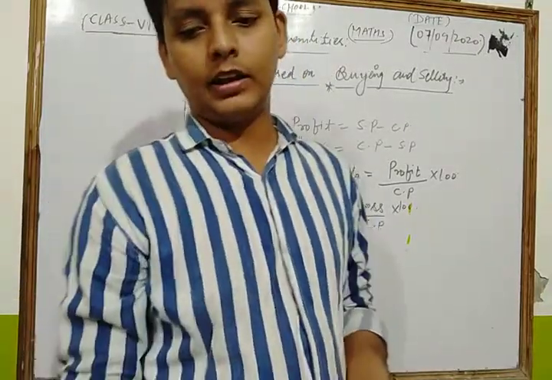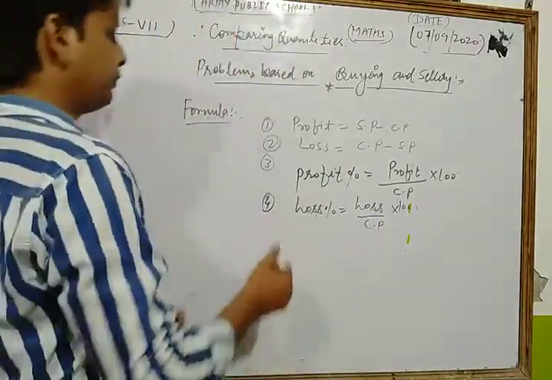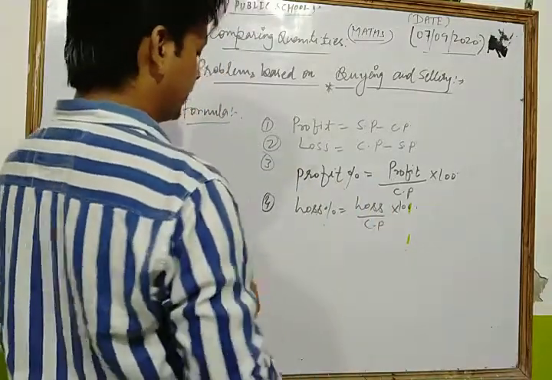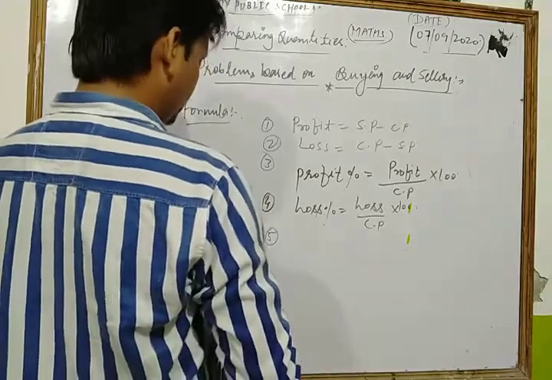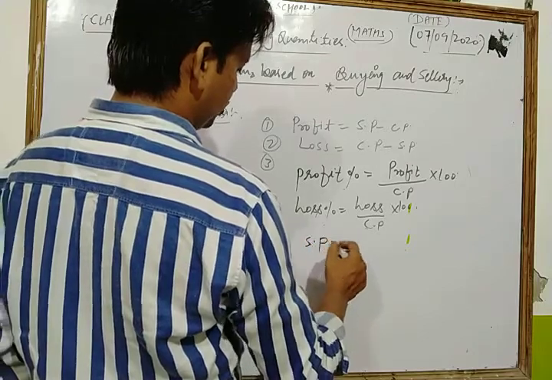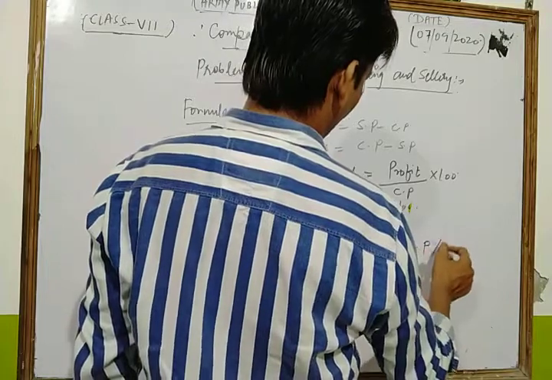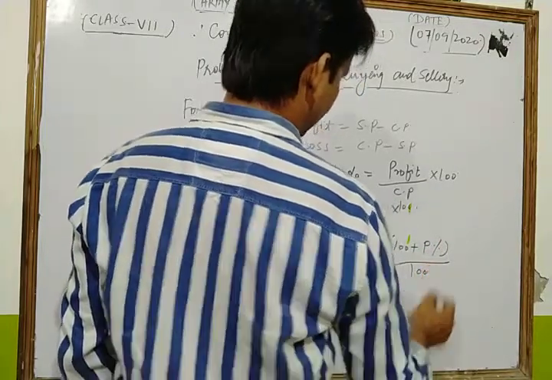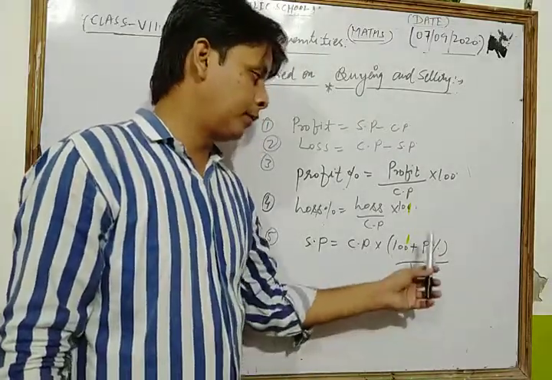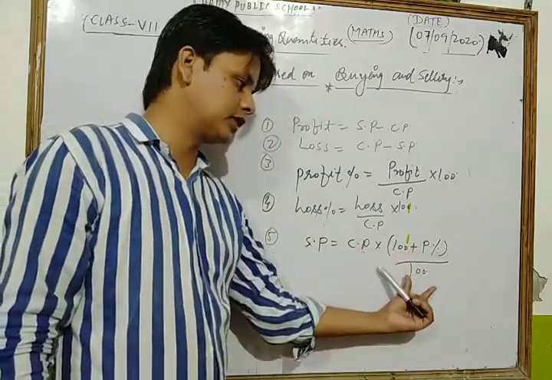In that chapter there are so many questions based on this topic. One important formula is this: suppose the profit percent or loss percent is given, in that condition what is the selling price of an object? One of the most important formulas here, to calculate the selling price, is cost price into 100 plus profit percent upon 100. That formula is applied when the cost price is given and the profit percent is given, then the selling price will be cost price into 100 plus profit percent upon 100.